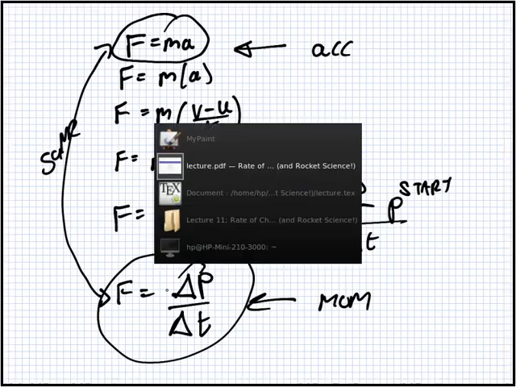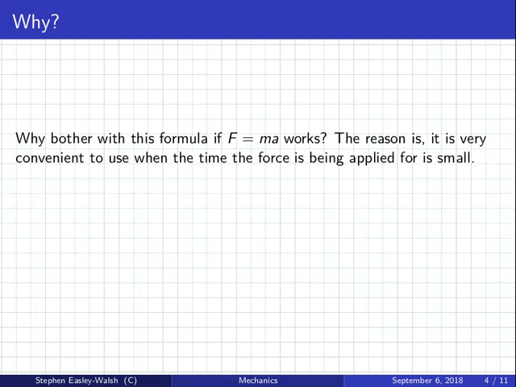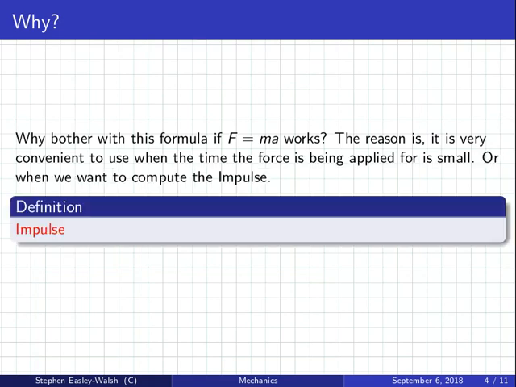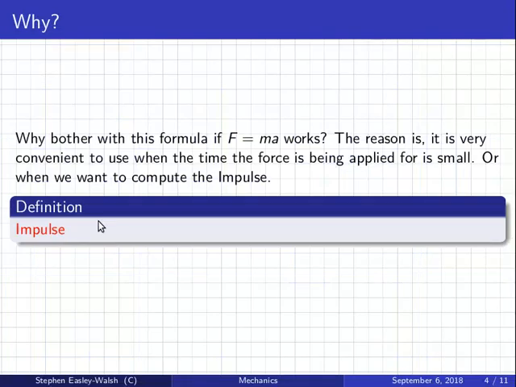So why bother using this new formula if the old formula works? Well, the reason is this new formula is very convenient when the time is actually quite small. So just so you know, we actually use this formula usually when this is very, very small. And this guy here is actually important in physics, so we give him a name. That's called the impulse. The impulse is the change in momentum. That is the delta P. So that's called the impulse.